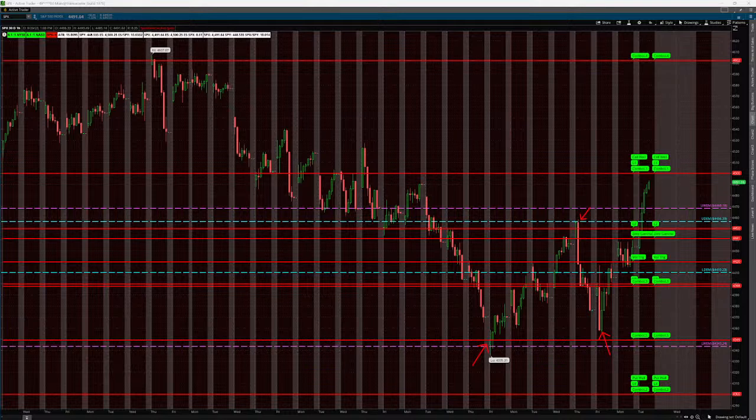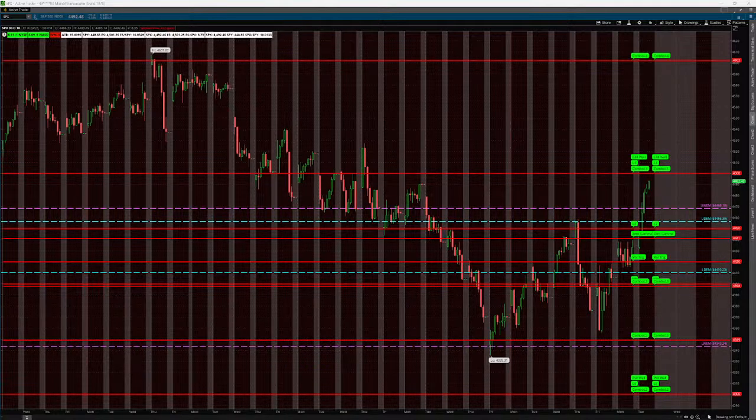So SPX trading now well above the upper daily and weekly expected moves. So the lower and upper weekly expected moves shown with the dashed purple lines, and then the lower and upper daily expected move shown with the dashed blue lines. That information comes from the options market. And then note also there are some key Spotgamma levels on this chart.